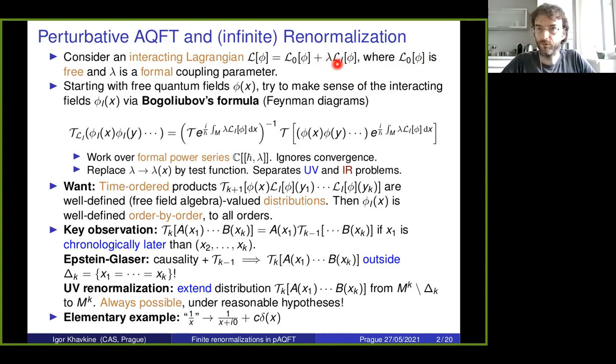Then this interaction Lagrangian would be something like an element of this algebra of observables that belongs to the free field algebra. Already being a little bit imprecise here, but I'll go into a little bit more detail shortly. What we really want to do now is start with the free fields and construct out of them interacting fields. Okay, so interacting fields are going to form their own algebra.